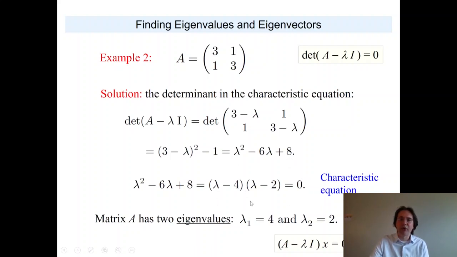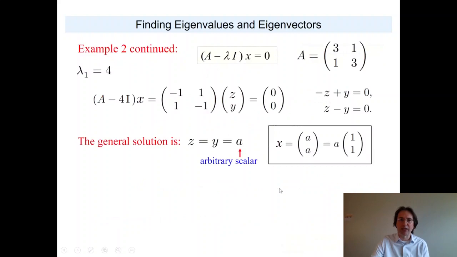And then we can further factor this into two terms. Lambda minus 4, lambda minus 2 gives 2 roots, 4 and 2. So we conclude here that matrix A has two eigenvalues: lambda 1 is equal to 4 and lambda 2 is equal to 2. Okay. Good. Next step. How do we find the corresponding eigenvectors? We use this equation and find these two vectors. Let's see how it works.